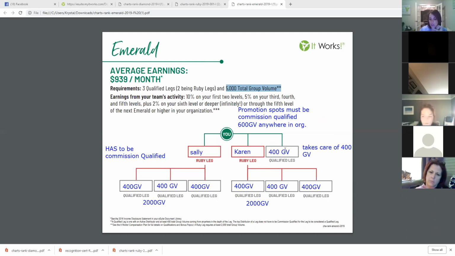Then you have your additional 400 GV leg up here, and you have 600 coming from somewhere else within your organization. So maybe, you know, Sally has 2,300 in group volume. Karen has her 2,000, but then this 400 GV has 700 in volume coming in from underneath them, or you have 700 coming in from under yourself personally. Any of those scenarios would count. And again, for your GV, this could mean that they have distributors underneath them as well, and both of their volumes will count towards that GV, okay?